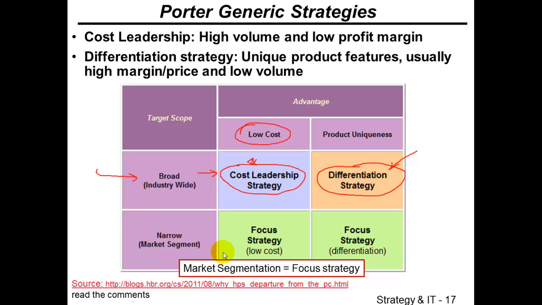The third strategy is referred to as a focus strategy, as indicated here. Sometimes this is also referred to as market segmentation, which means you're focusing on a certain segment of the market, a niche market in some cases. And certainly you can apply low cost or differentiation when you use the focus strategy.